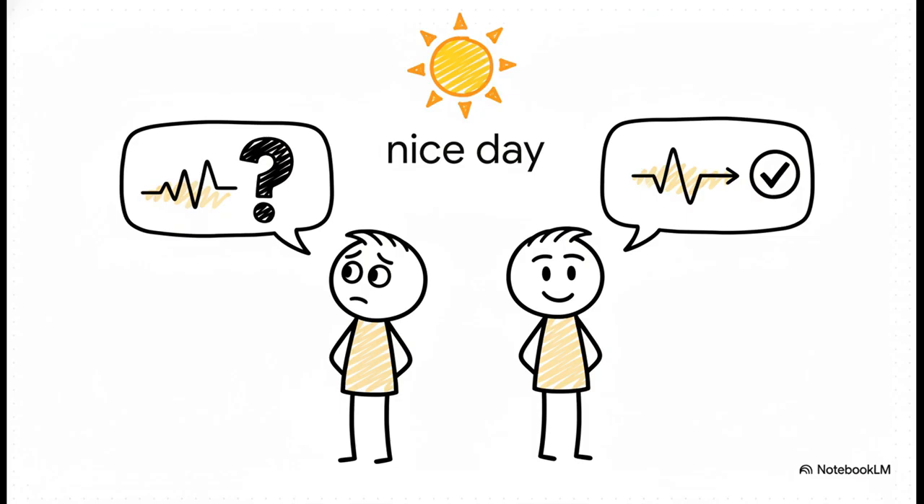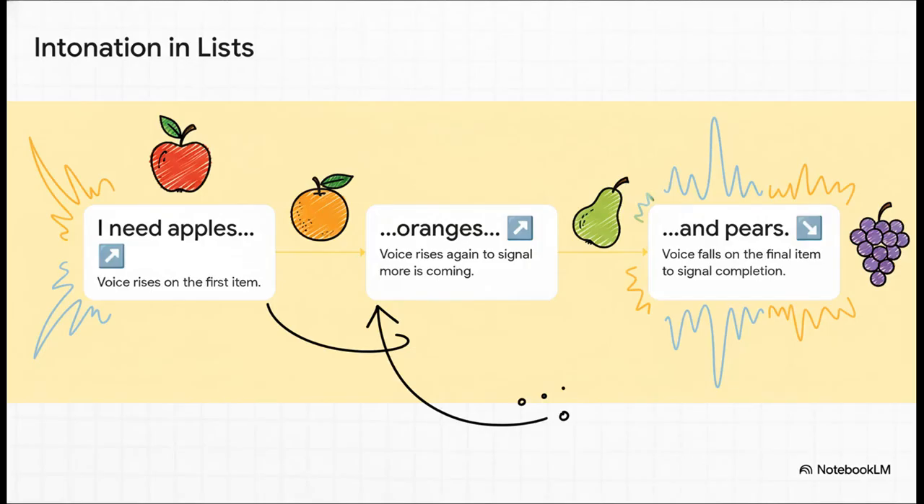If I say, it's a nice day, isn't it? With my voice going up, I'm actually asking what you think. But if I say, it's a nice day, isn't it? With my voice going down, I'm not really asking, I'm just stating a fact and expecting you to agree with me. And you'll notice this pattern all the time, especially with lists.